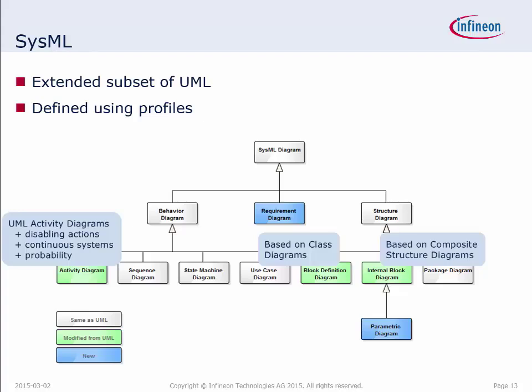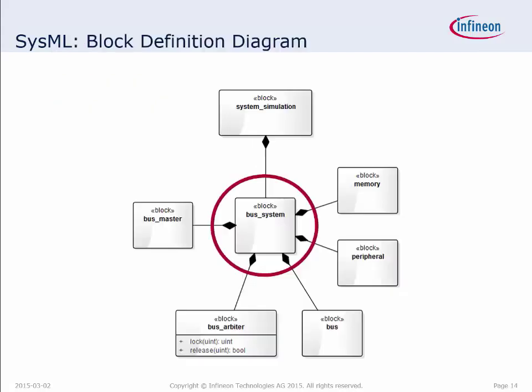So that means you have here a block diagram, but you don't have a class diagram. They extended the class diagram to a block diagram and use this, for example, to specify the blocks of their system. For example, you have a memory, some peripherals, the bus arbiter, bus master. Here you have your bus system. So in UML, using the SysML profile, you can create your system.